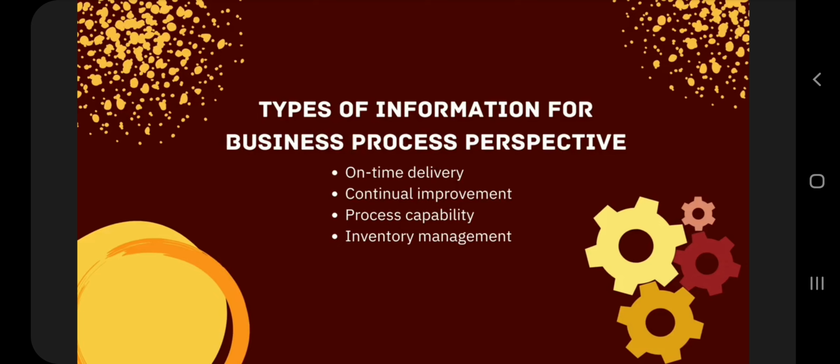They need to look at the current performance of their company so that they can figure out where the problems are and what they need to deal with. They should keep track of how long it takes to get things done and how well their work meets the standards of their customers. Examples of information that can tell the business processes are on-time delivery, continual improvement, process capability, and inventory management. Dealing with those types of information assists the business in tracking its processes, identifying areas where improvements are needed, and identifying its strong points.